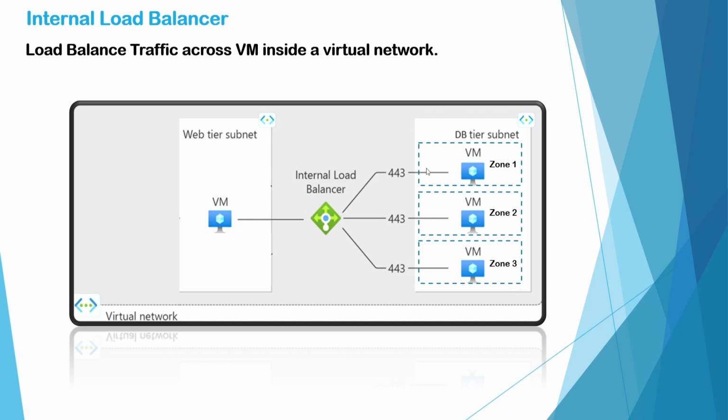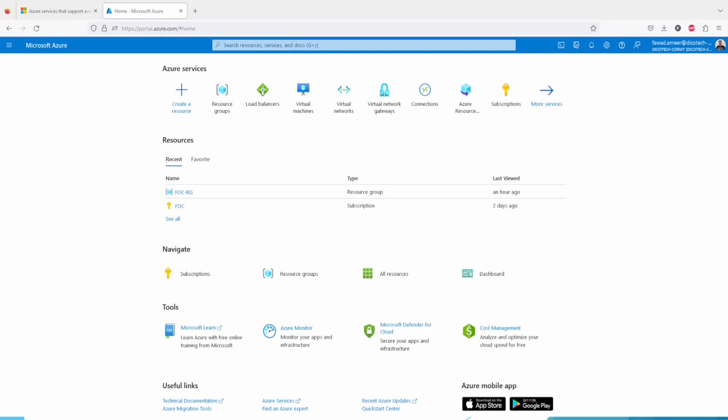So in this lab, I'm going to cover two topics. One is the internal load balancer that you can create within the region or within the same zone, or you can create with three different zones. I'll go ahead with the three different zones because I wanted to cover zone redundancy as well. So let's jump into our lab environment and I'll show you how you can configure it.